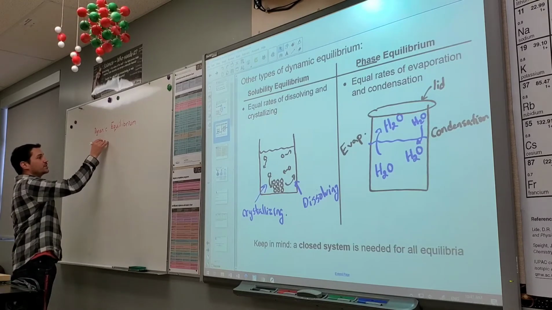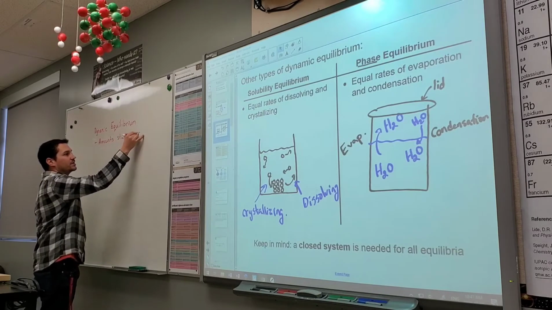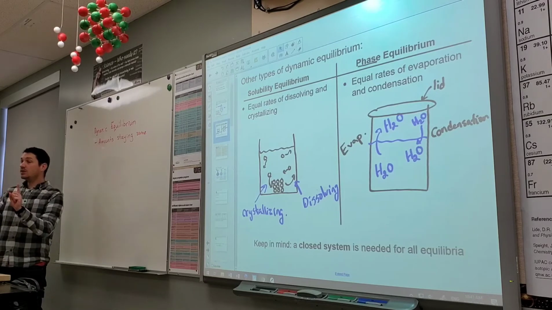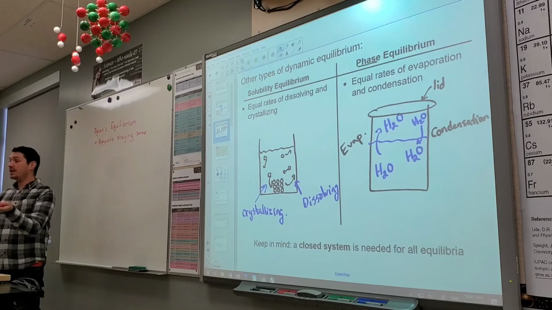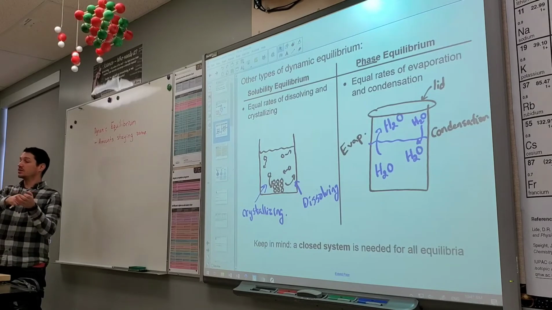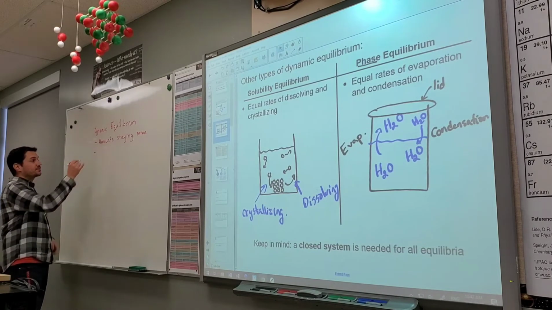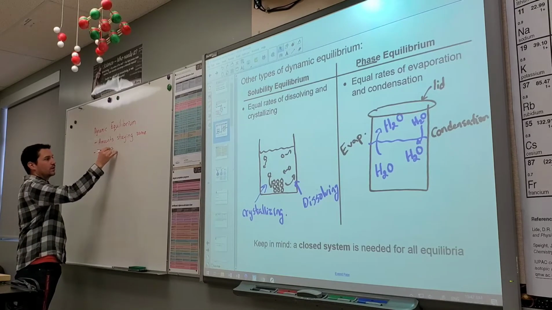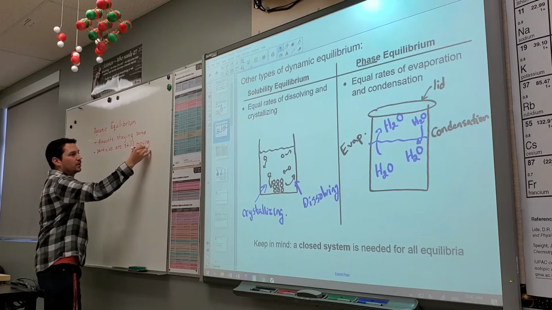So the amounts are staying the same. Now, I want to be very clear, that doesn't mean we have equal amounts. Doesn't mean you have to have 5 of these and 5 of these. It just means that whatever amounts you have are not changing, right? The size of your crystal isn't changing. It doesn't mean there's equal amounts in the crystal and in the solution. So it's amounts staying the same, or unchanging, but the actual particles are still moving or reacting.